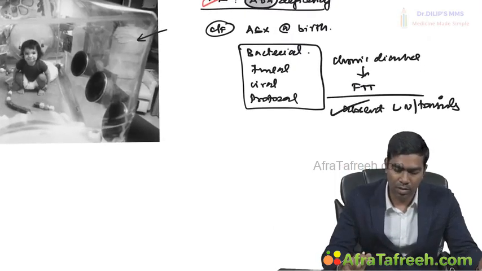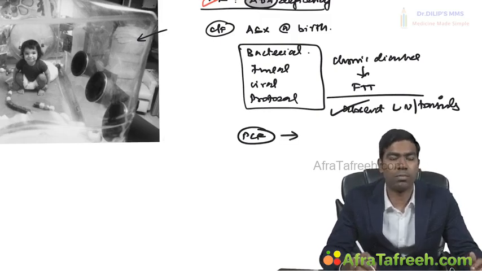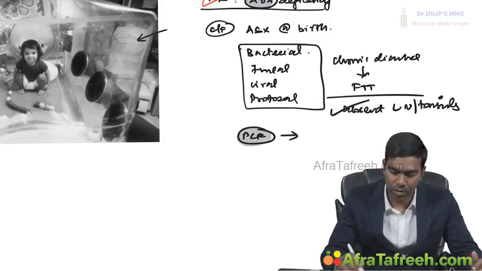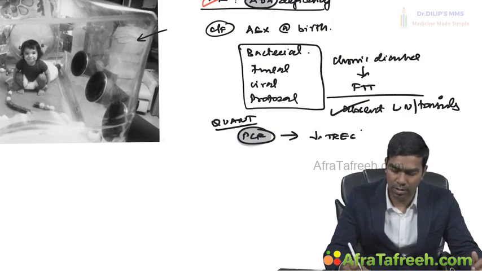So typically how can you diagnose is through PCR. Through quantitative PCR, this is really important. This might be your exam question. Through quantitative, not qualitative PCR, you will see something called low TREC.